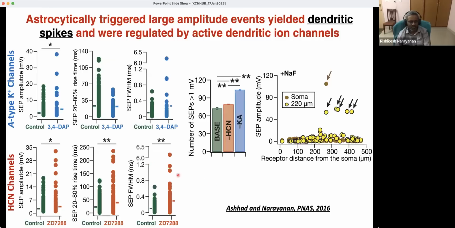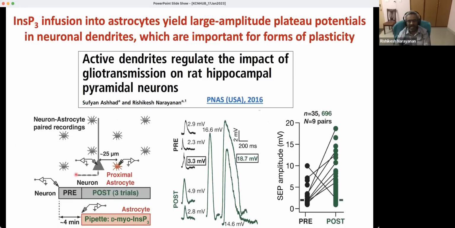Right? So you can see that these large amplitude events can actually generate dendritic spikes, which are regulated by the presence of these dendritic ion channels. There have been several lines of evidence that these strong plateau potentials can indeed result in plasticity, in synaptic plasticity and other forms of plasticity, because of the amount of calcium that they bring in.